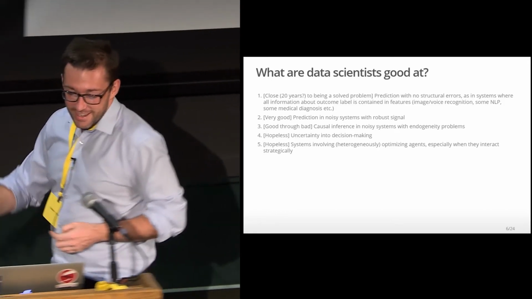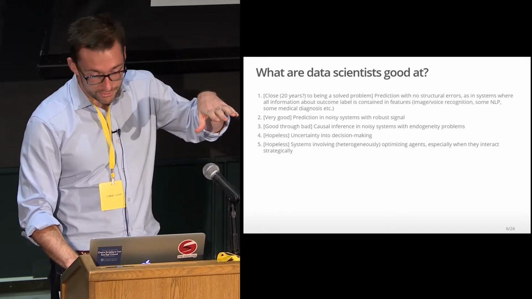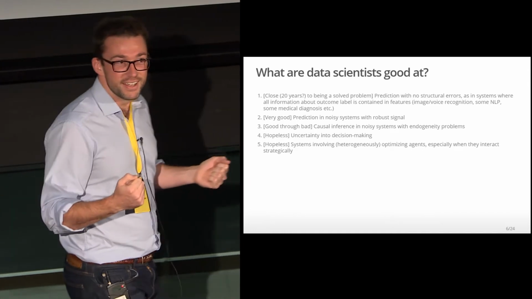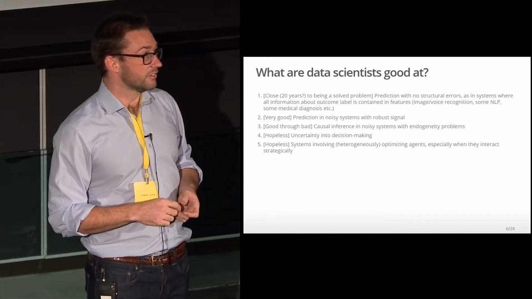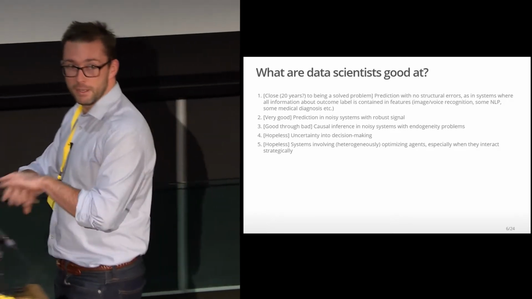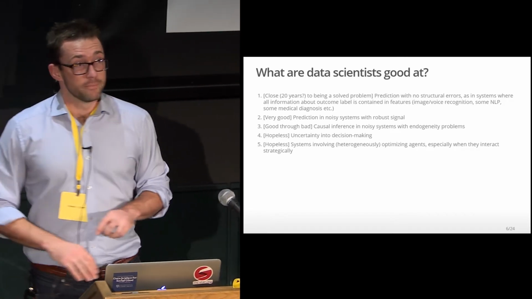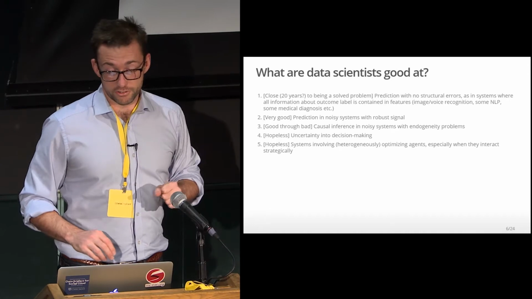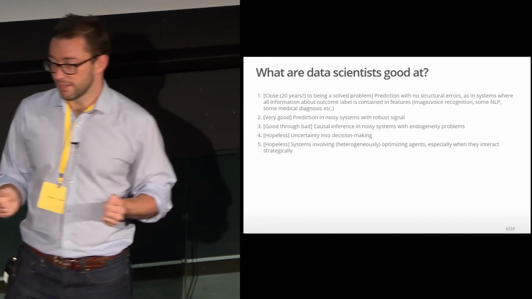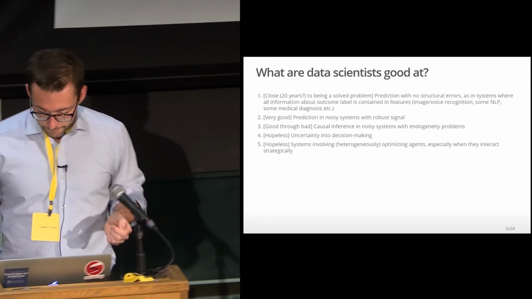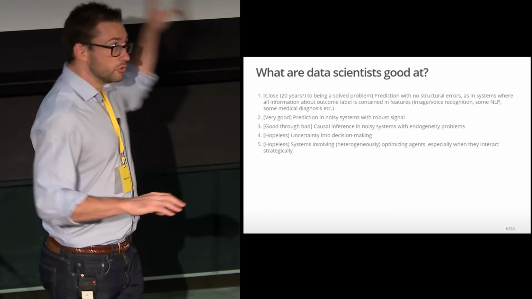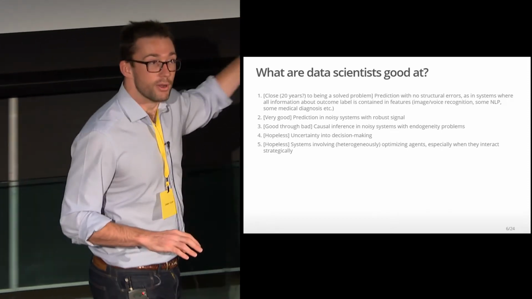At the other end, going down, we've got things that we're pretty good at, which is when we've got robust signal and we're just making straight predictions. Okay? We're not making any predictions about counterfactuals. We're just making plain expected value predictions where there is a robust signal. Data scientists are pretty good at this. Going down further, we're in the good side of this, we're really good. The bad side of it, we're awful.